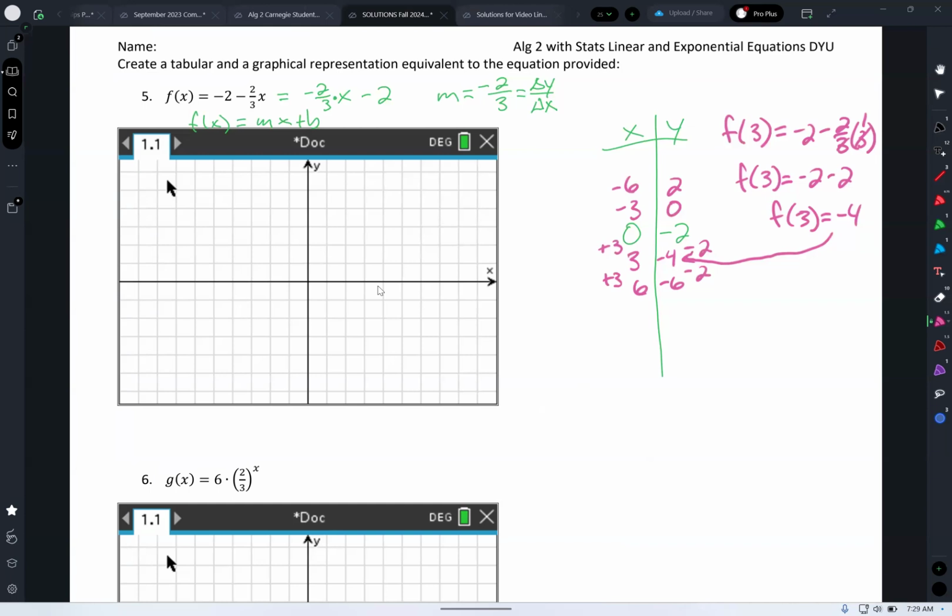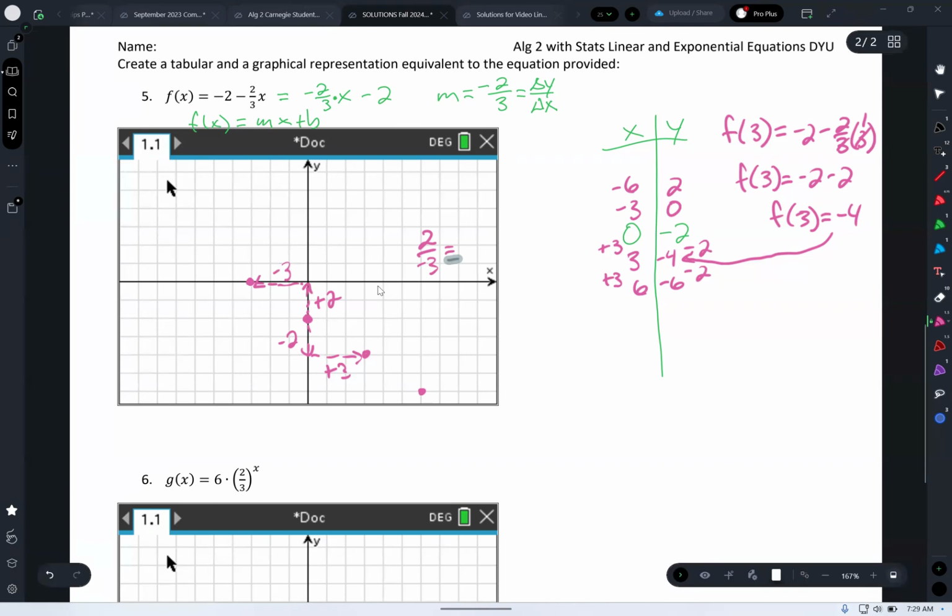I can use the table now to make a graph, or I could have made a graph to create the table, right? Y-intercept of -2. Slope of -2/3 is down 2 to the right 3. Notice that matches again, 3, -4, down 2 to the right 3. And so I can go down 2 to the right 3, or I could have gone up 2 and to the left 3, because 2 divided by -3 is equivalent to -2 divided by 3.